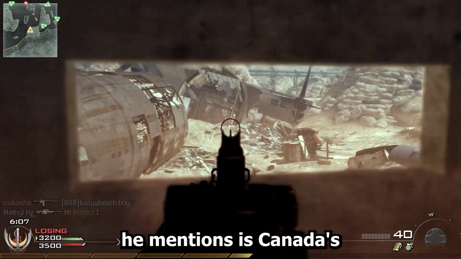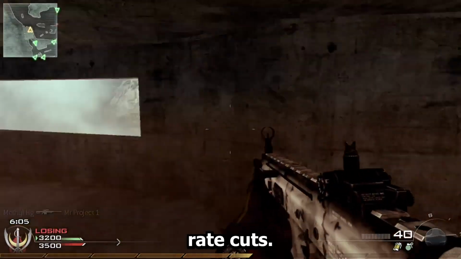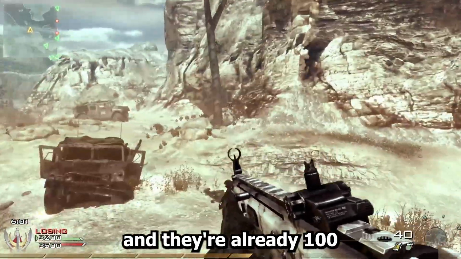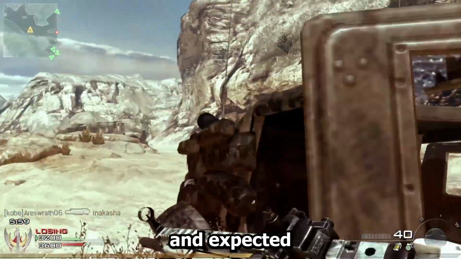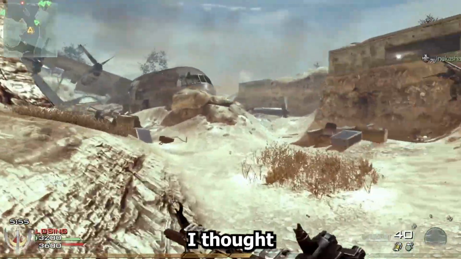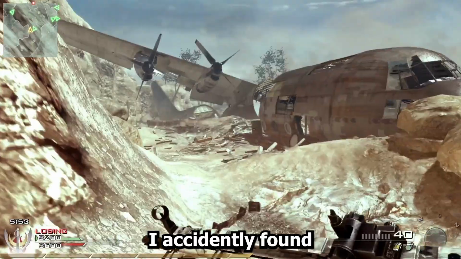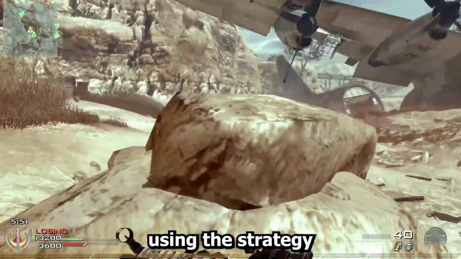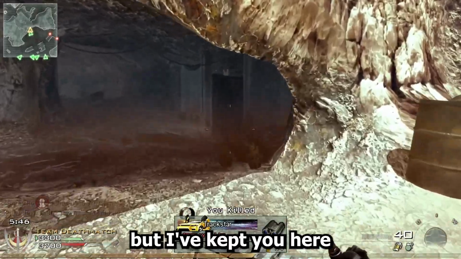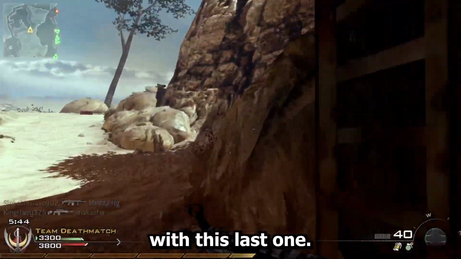But the last thing he mentions is Canada's rate cuts. Canada has been pretty aggressive in cutting rates, and they're already 100 basis points lower than the US and expected to keep declining pretty rapidly throughout the rest of the year. I thought that was cool because I accidentally found an example of someone using the strategy I was literally talking about earlier with the interest rates. But I've kept you here long enough, so I'll try to be quick with this last one.